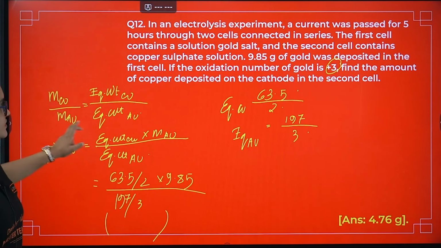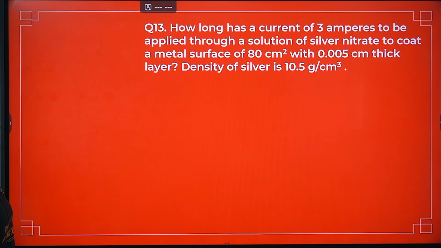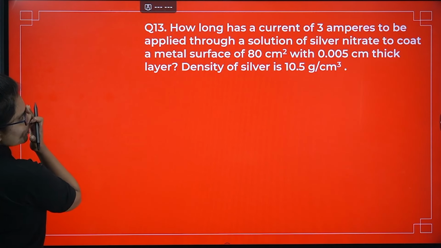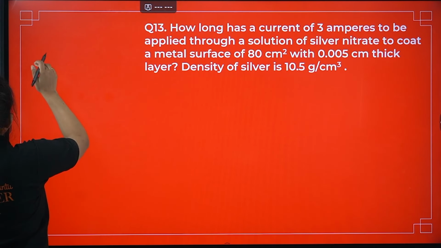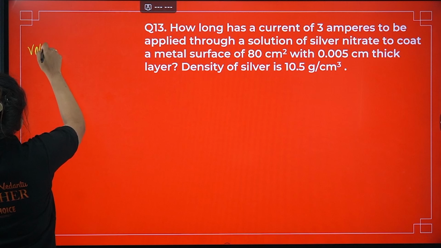Let's go ahead. How long has a current of 30 ampere to be applied through the solution of silver nitrate to coat a metal surface of 80 centimeter square with 0.005 centimeter thick layer? Density is also given. For this case, what we can do is find out the volume at first.